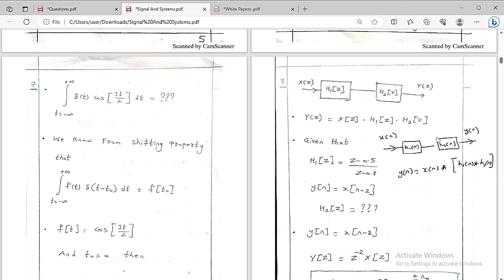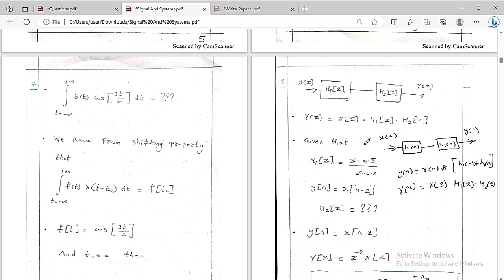Suppose you want to write it in terms of the z transform, what are you going to get? y of z is equal to x of z into h1 of z into h2 of z, because convolution in the time domain becomes multiplication in the z domain. I already told you that convolution in the time domain becomes a product in the z domain. Therefore y of z is equal to x of z into h1 of z into h2 of z.